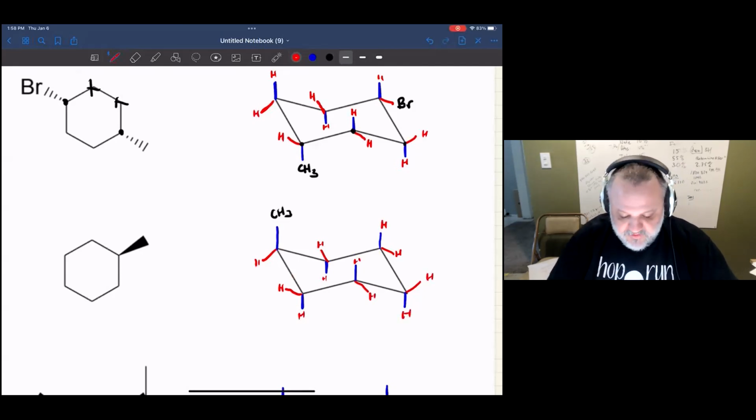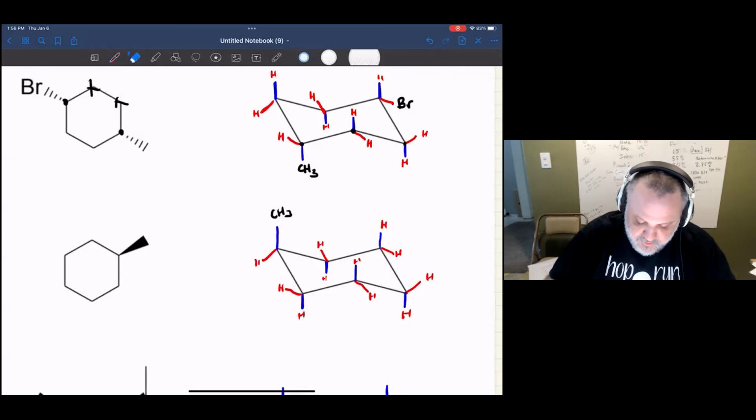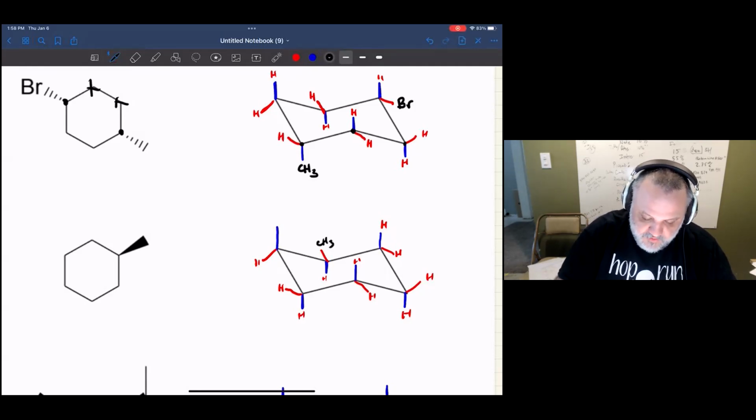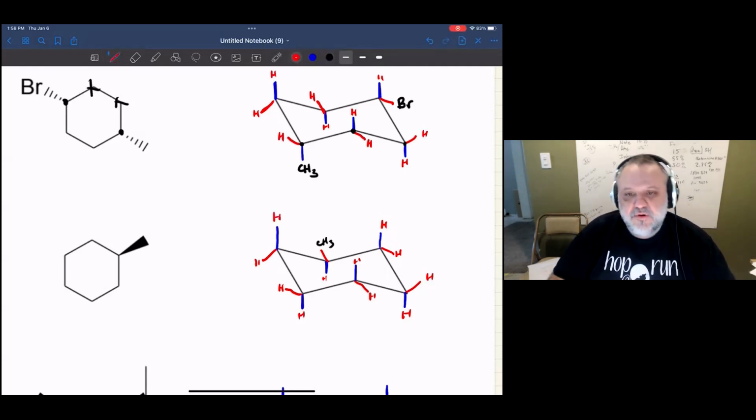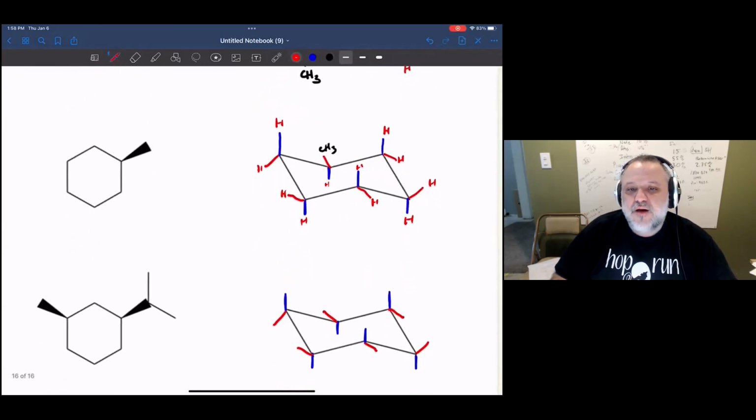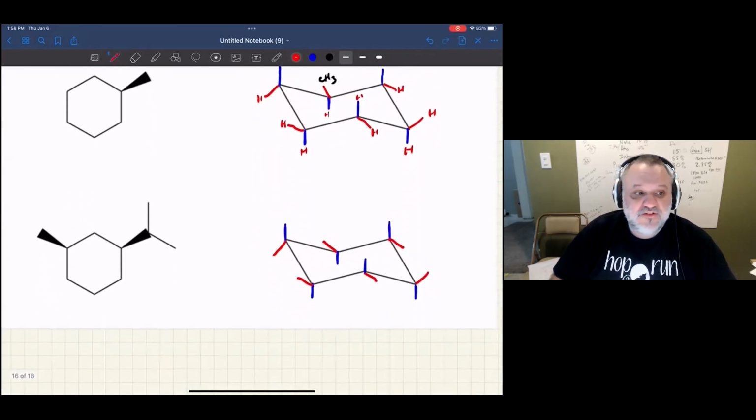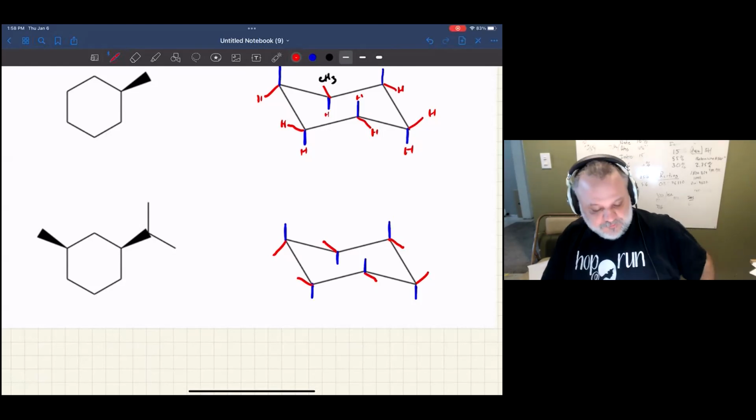Now, we said that the CH3 was pointing up. We could have as easily chosen this bond to make the CH3. And that would have made this a hydrogen. Both of those would be right. We'll talk about which one is better later, which one is lower energy later. Okay, so let's take a look at this next one.